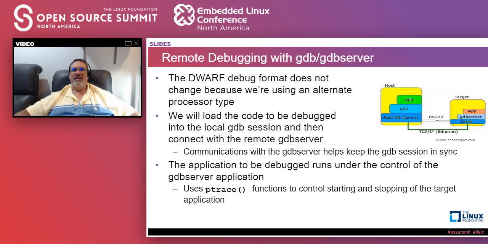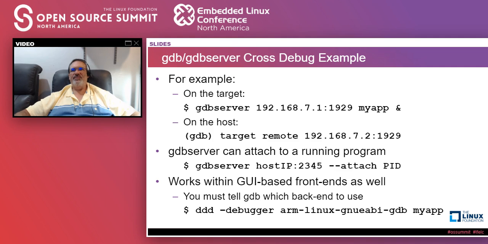It has several different mechanisms for being able to do this. And then I can debug the remote target. So as long as I have a network connection somewhere to the remote target, I can actually debug code on the remote target. And here's how something like that would work.